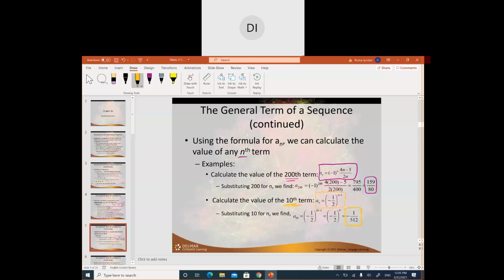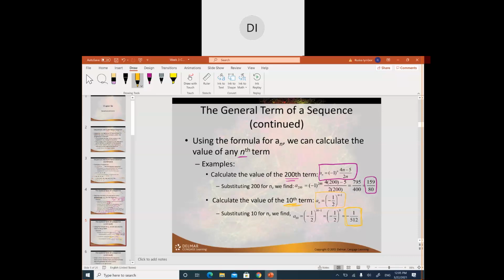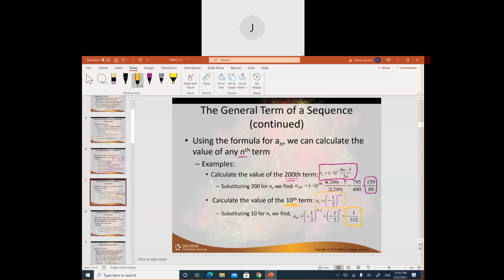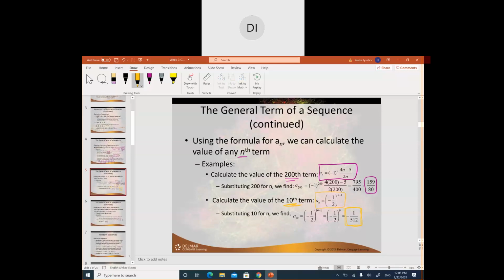Any questions? What calculator? Just any calculator? You can use any calculator. You can use a Symbolab app. Yes, you can use any calculator, and it'll give you the -1/512. Yes, I didn't see that. Okay, thank you.